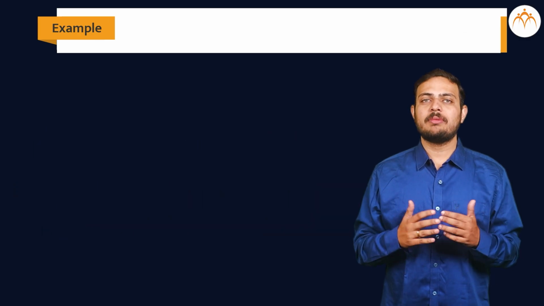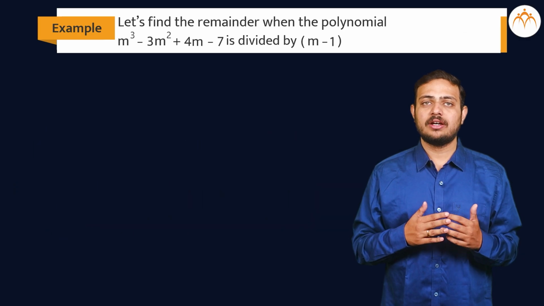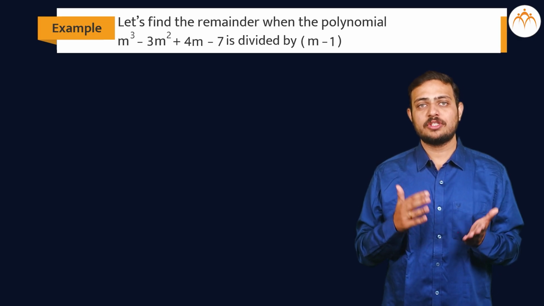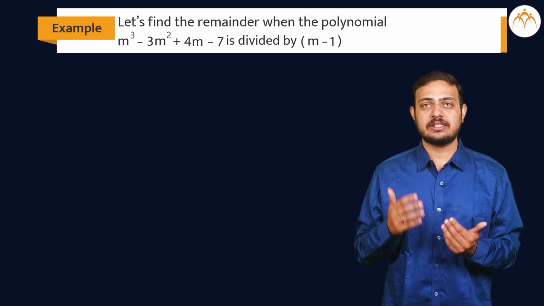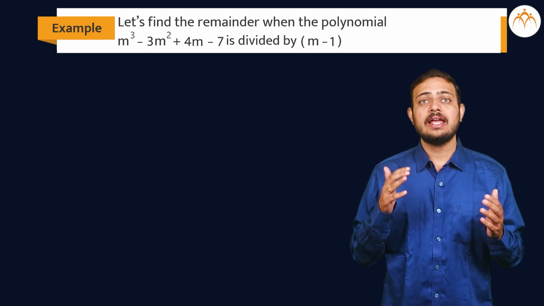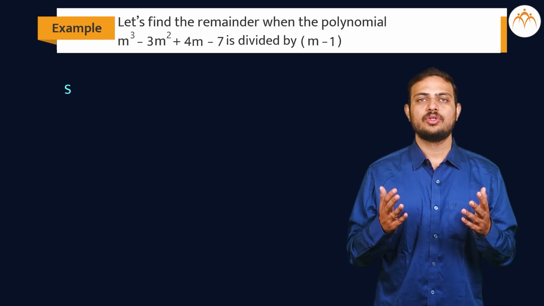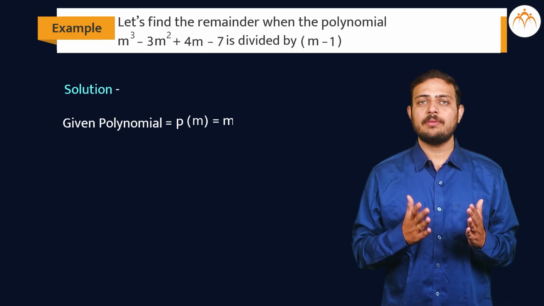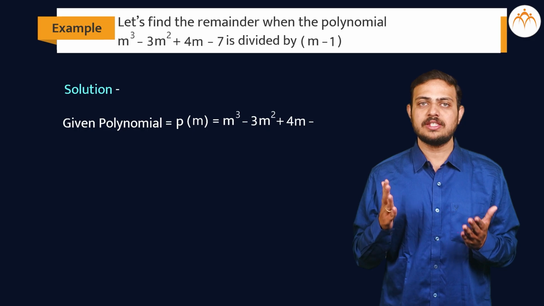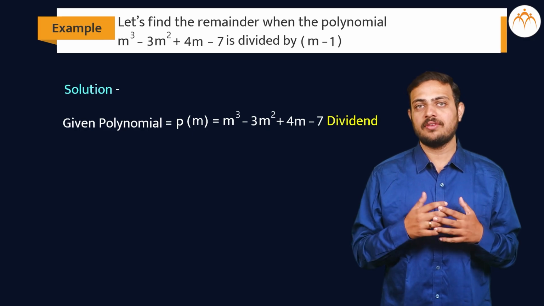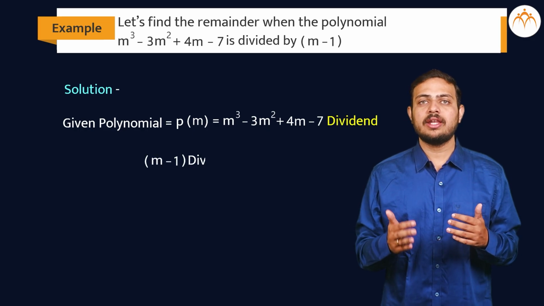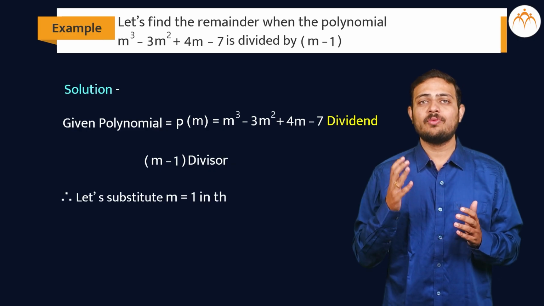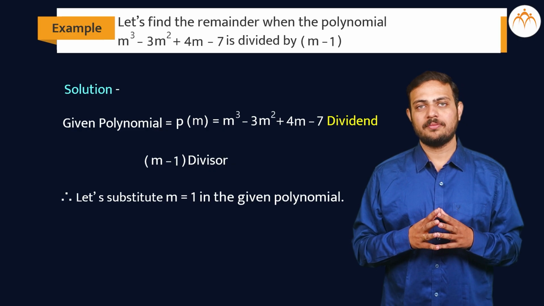Now, using the remainder theorem, let's find the remainder when the polynomial m cube minus 3m square plus 4m minus 7 is divided by m minus 1. Solution. Given polynomial is p of m equal to m cube minus 3m square plus 4m minus 7. This is the dividend. M minus 1 is the divisor.